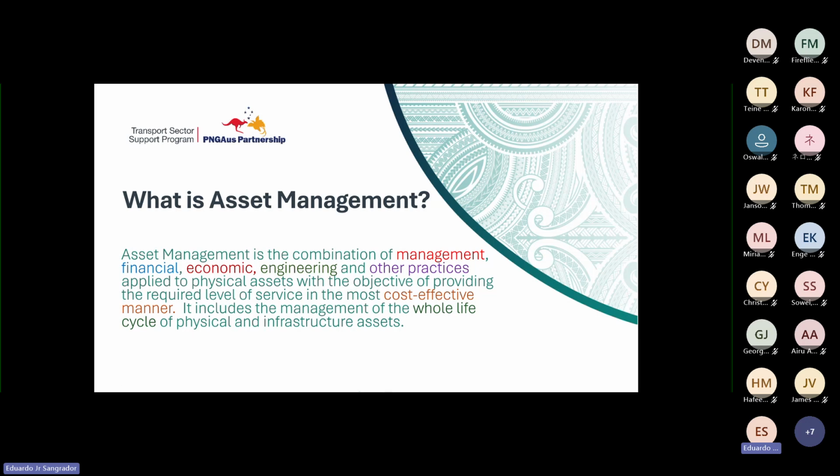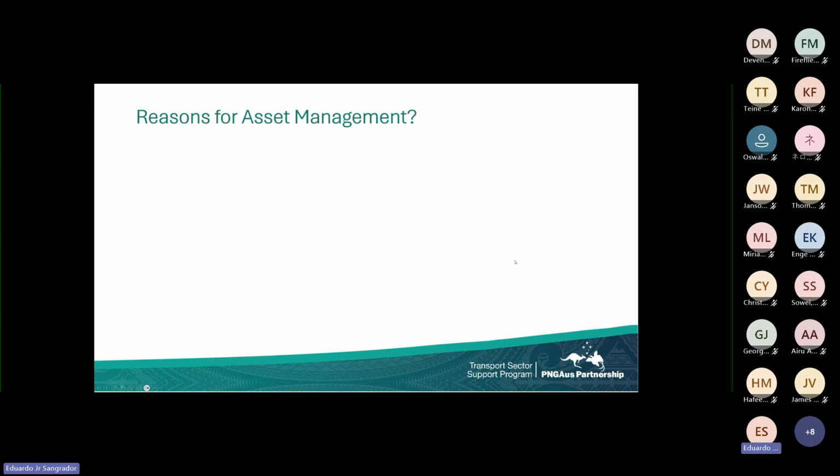So what is asset management? In the definition from the IPWEA, asset management is a combination of management, financial, economic, engineering, and other types of practice applied to physical assets with the objective of providing the required level of service in the most cost-effective manner. It includes the management of the whole life cycle of the asset. If you notice, I put different colors on management, financial, economic, and other practice, meaning management is not just the person involved, it's the overall company involved in asset management. In terms of the road management system, it's the government policy, the management and leadership who manage the road repairs and road infrastructure. This was for asset management.